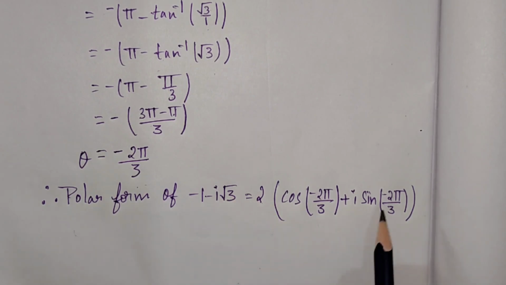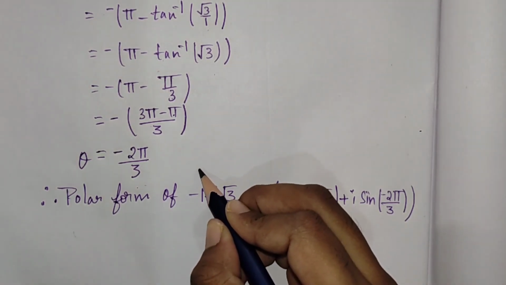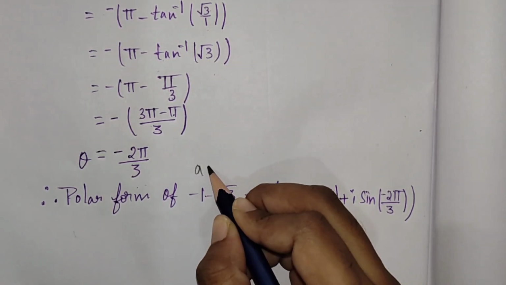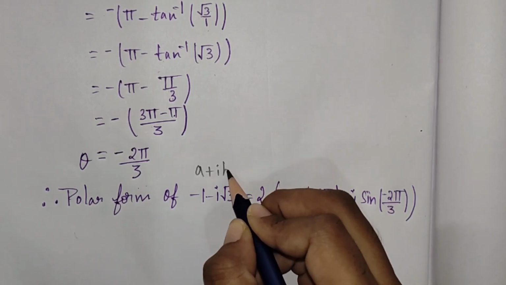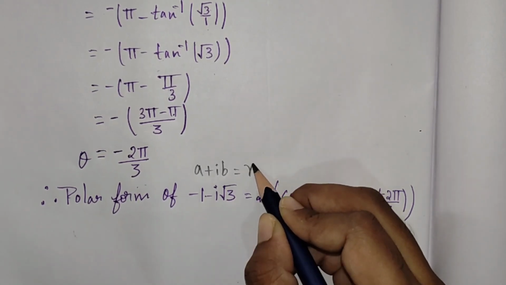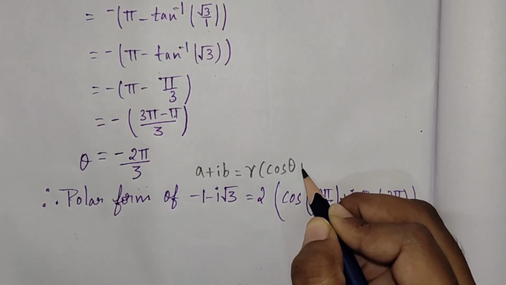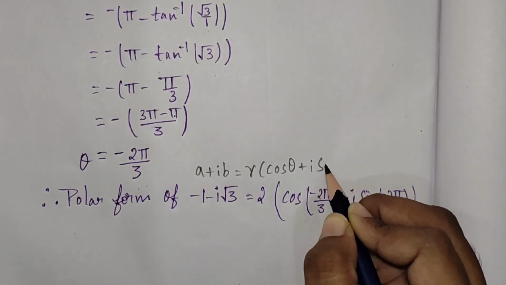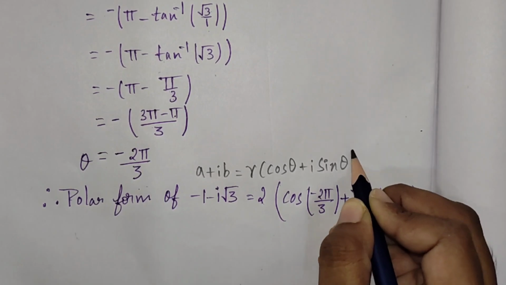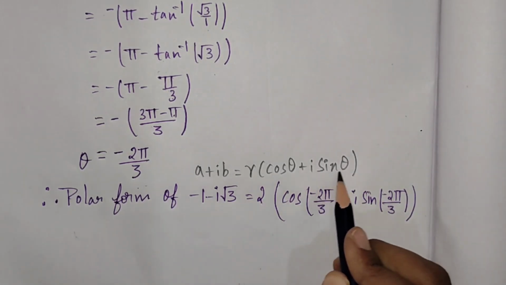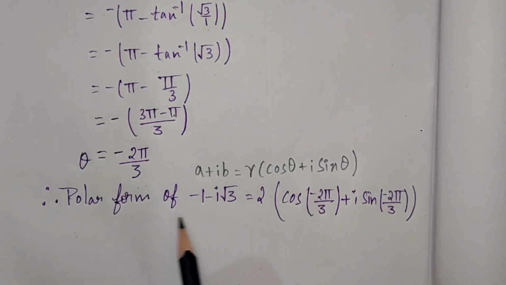Now here also step 5. Step 5 is the last step to solve polar form. Substitute in polar form A plus IB equal to R bracket open cos theta plus I sin theta. Now substitute A, B, R, theta values, then I'll get the answer.